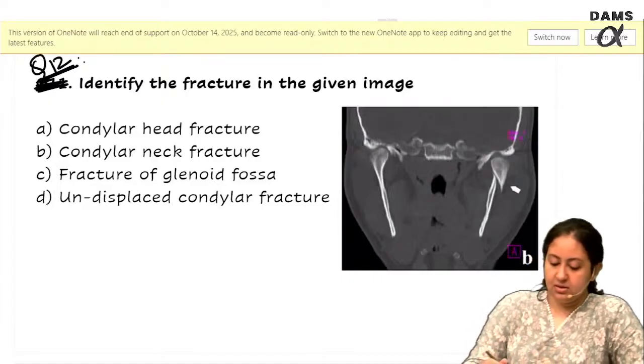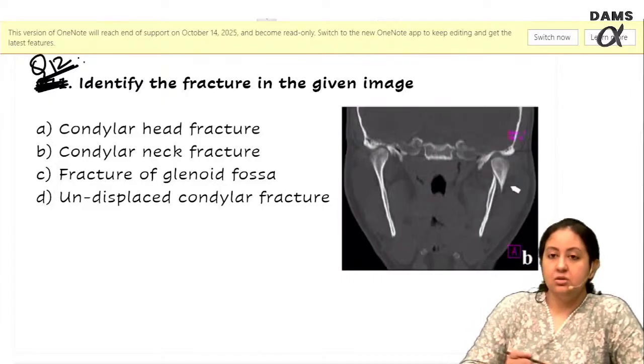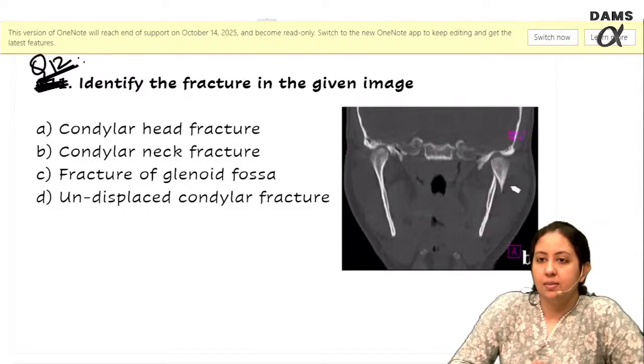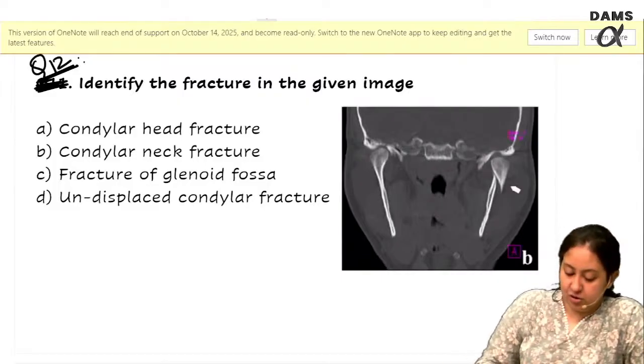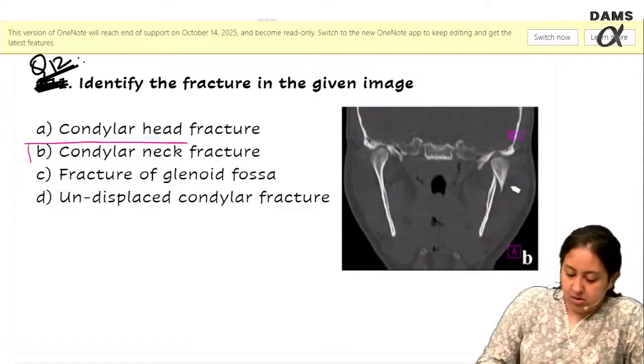Okay, more answers. Very straightforward question. Okay, this is a condylar neck fracture. Okay.